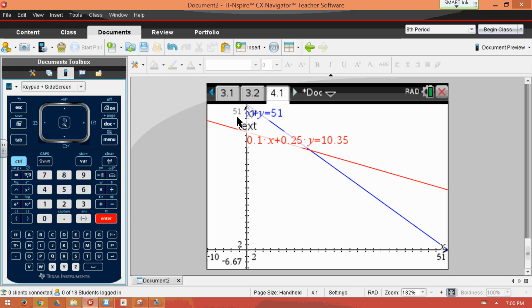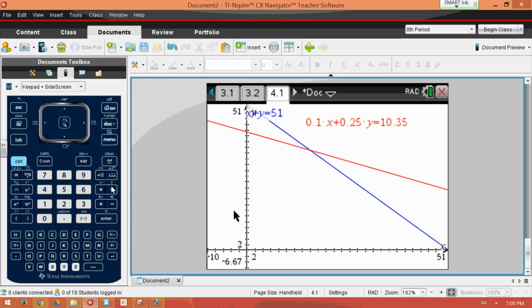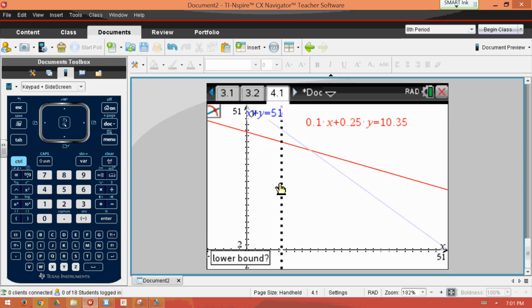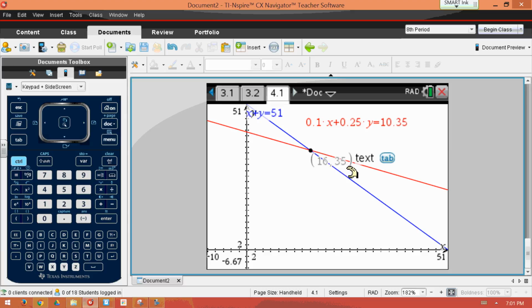If our number of quarters is 51 and the number of dimes is 51, then I know my intersection should be somewhere in the middle here. Here's where we change the maximum number of quarters. Of course, it's impossible to have 51 quarters, and they can't all be dimes either because that would only be $5.10. So here's the answer. Let's press menu 6, 4. Click on the left of the intersection and on the right, and there it is: 16 dimes and 35 quarters.